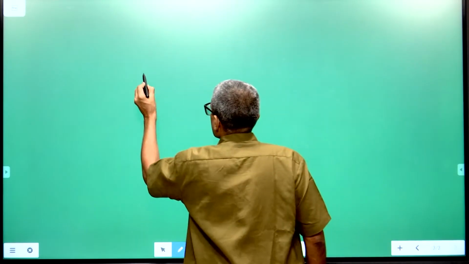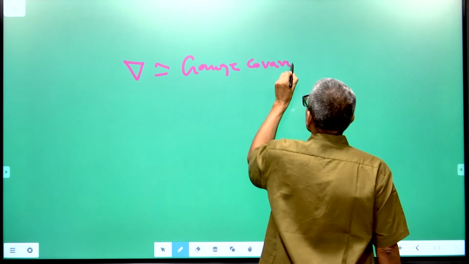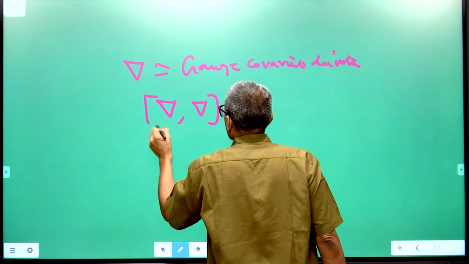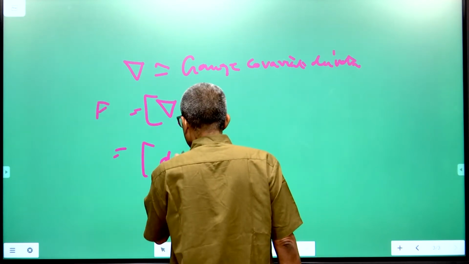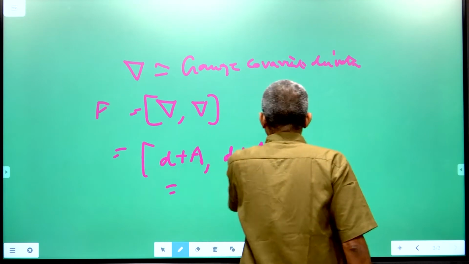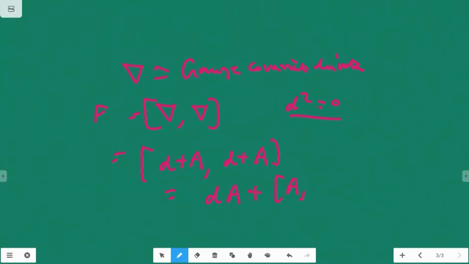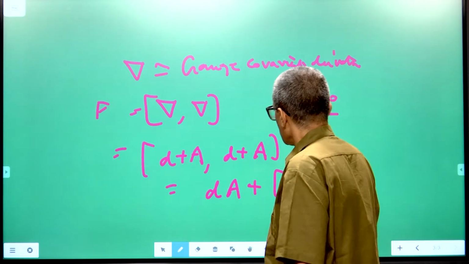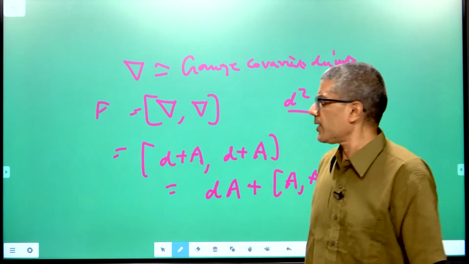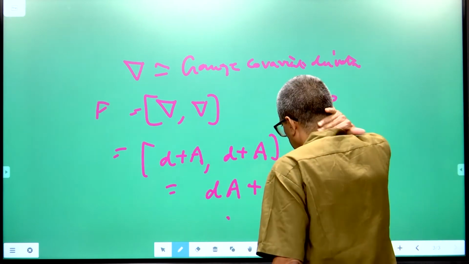So, del is called the connection, the gauge covariant derivative. Suppose you compute the commutator of del with itself, that is called the field tensor, and that is nothing but the commutator of d plus A with d plus A. d comma d is 0, because when you apply it twice, d square is 0. So, this will give you dA, d acting on A, plus A comma A in the language of forms. If it is an abelian Lie algebra, then A comma A becomes 0 and you get simply dA, which is namely the curl of A.